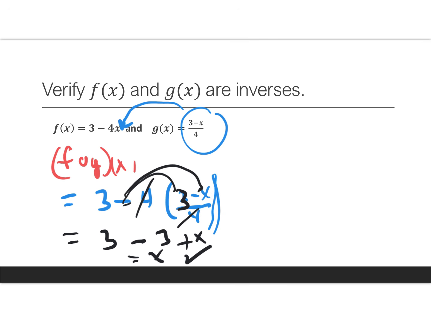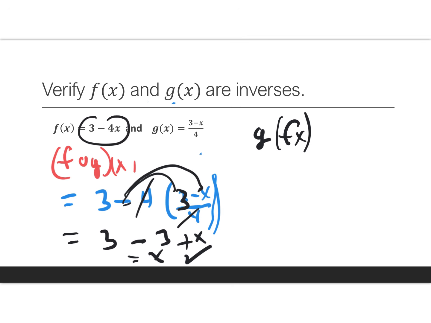But now I also have to check g, and I'm going to write it differently just to remind you that I don't have to use the fog or the gof. I can go g of f of x. It means the same thing as gof. In this case, all of the f has to be plugged into the g. So 3 minus 4x has to go in place of that x right here. So that looks like this.